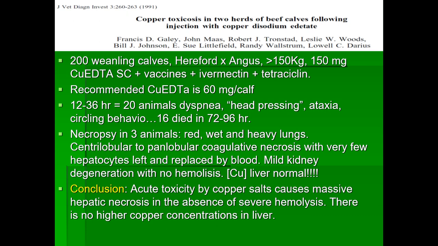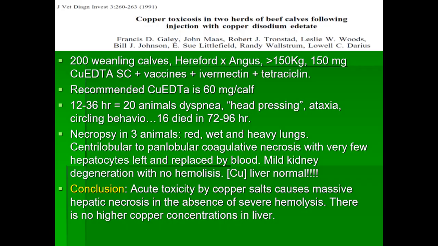So the conclusion of the case is that acute copper toxicosis produces massive hepatic necrosis in the absence of hemolysis. And they also show that neither liver nor kidney are good tissues to diagnose copper toxicosis based on their concentrations of copper.